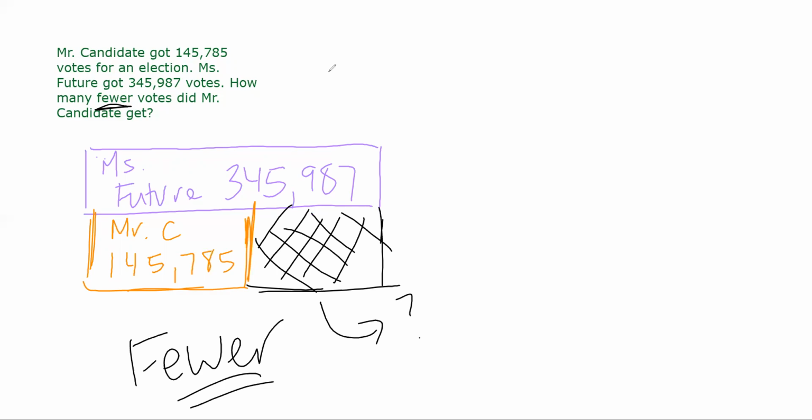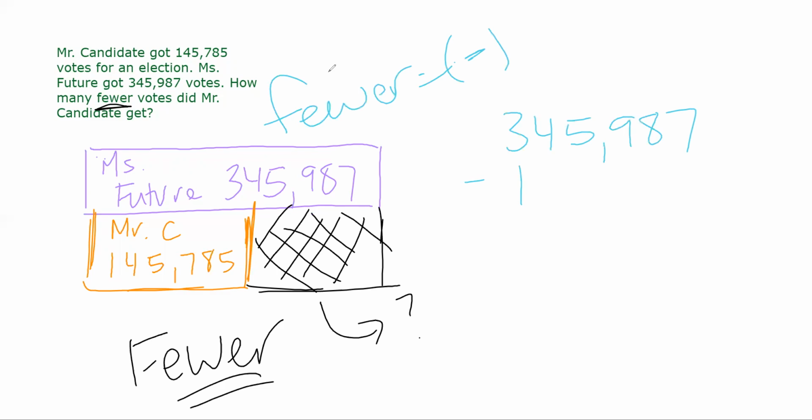So fewer, and we saw that on the list, is another word that can help me think about subtraction. So we have 345,987. We're going to take 145,785 away. And we're going to see the difference. We're going to see what this section is. How many more he would have had to have gotten to tie her, right? That's how many fewer he got.